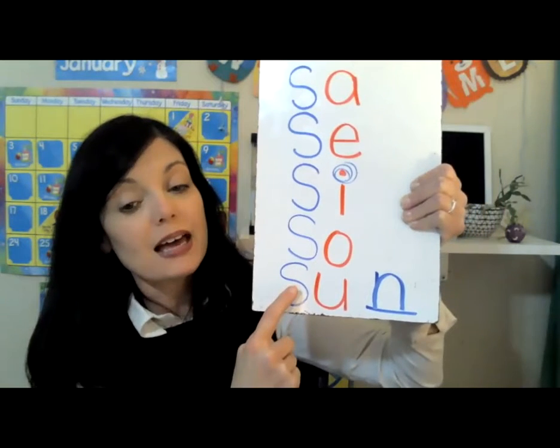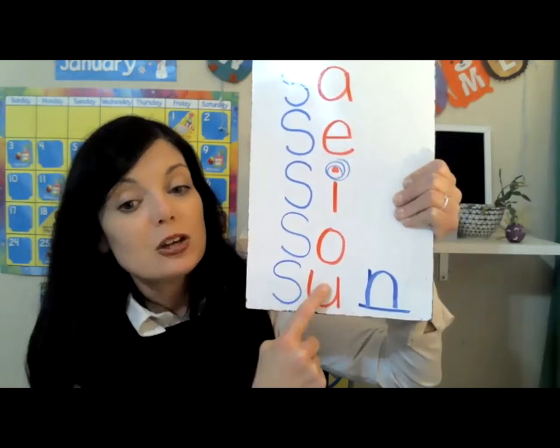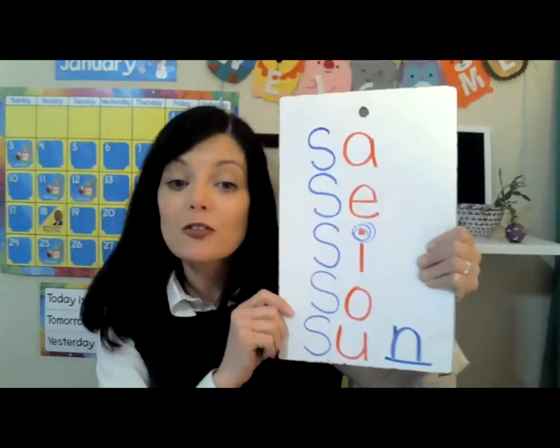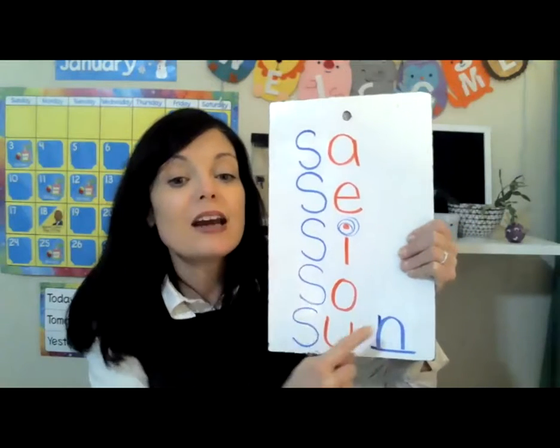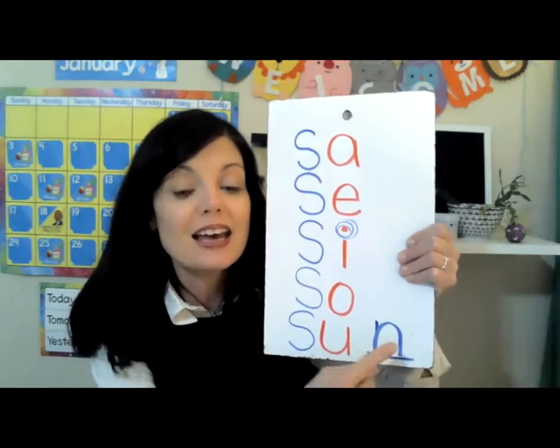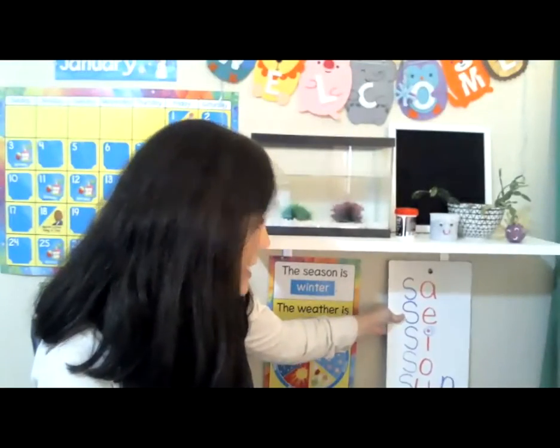How do you spell sun? S-U-N. Well, I want you to remember this word because our color for today is yellow. And in our color song, you're going to see this word, sun. And I'm going to ask you to read it. So try to see if you can remember that that word is sun.